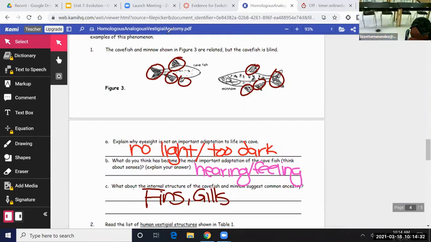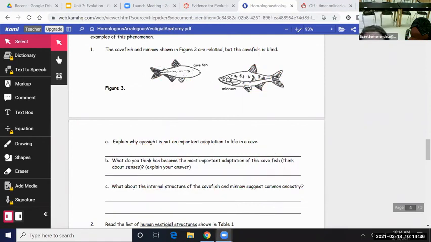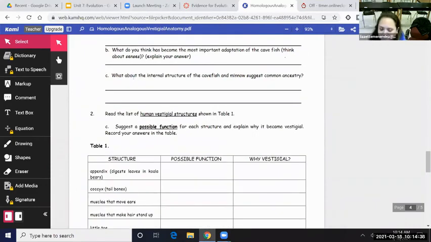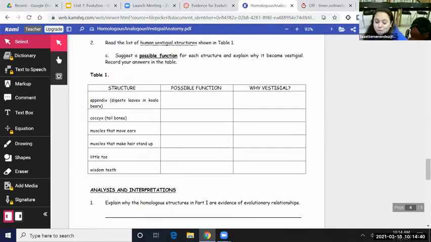Nice job. Are there any questions on part 3? So like I said, if you got to this part, 1 or 2 is good.